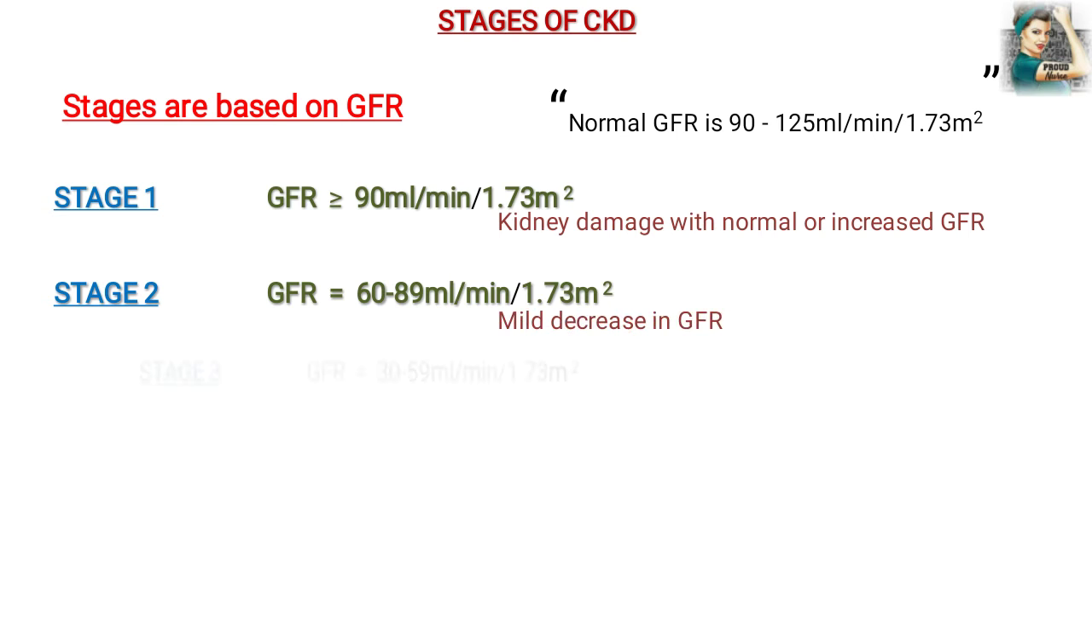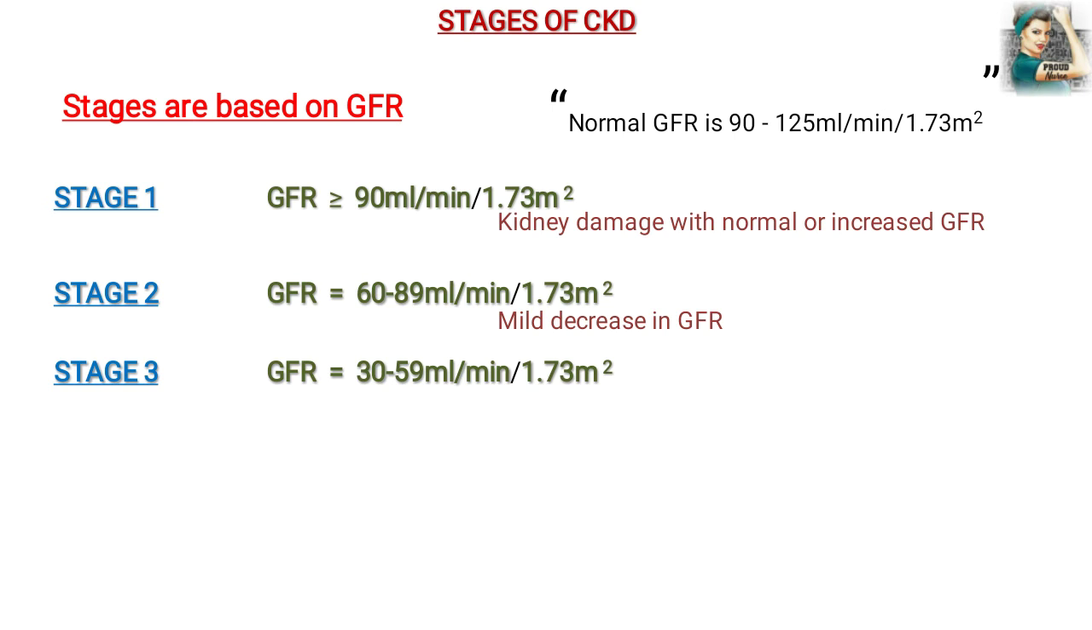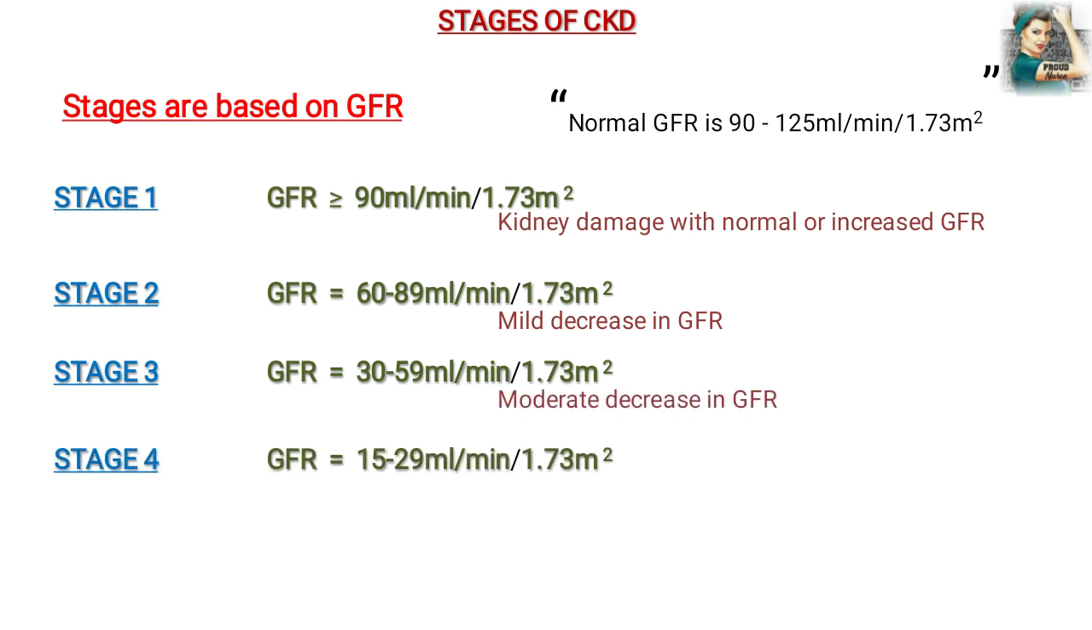In stage 3, the damage increases gradually, and the GFR ranges from 30 to 59 milliliters per minute per 1.73 square meters. There is moderate decrease in the GFR. Also, in stage 4, the GFR ranges from 15 to 29 milliliters per minute per 1.73 square meters. There is severe decrease in the GFR in stage 4.